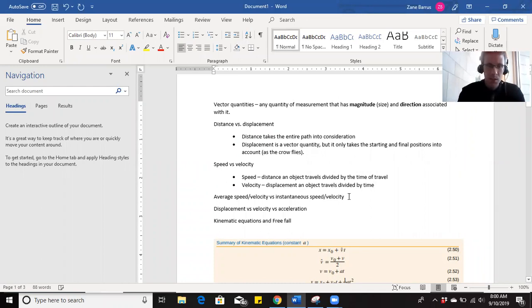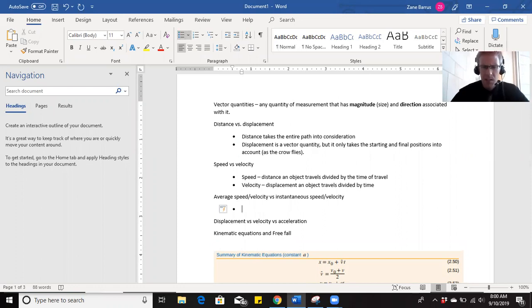My next bullet on the agenda: on the homework, you're going to see a lot of problems referring to average speed or velocity versus instantaneous speed or velocity. So I'm going to give you an example. Let's talk about average speed, velocity first. If I wanted to figure out my average speed, I don't want to make you confused, so I'm putting in parentheses, or velocity.